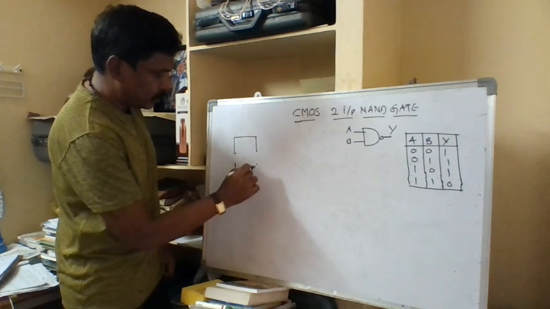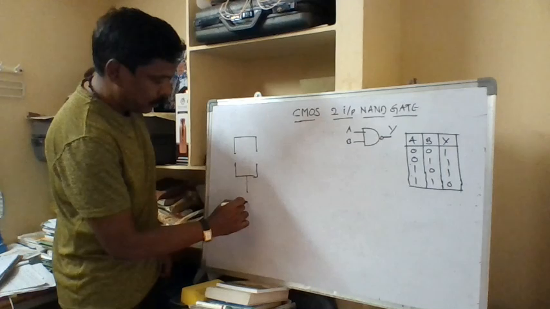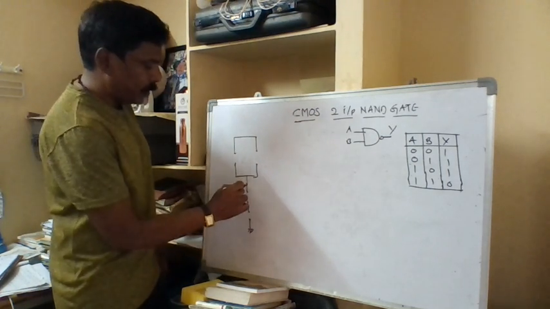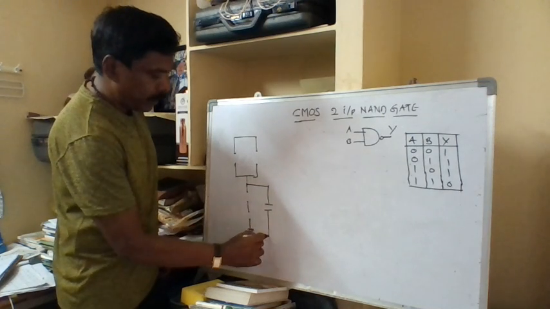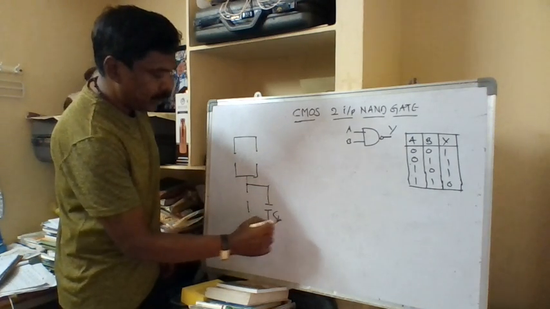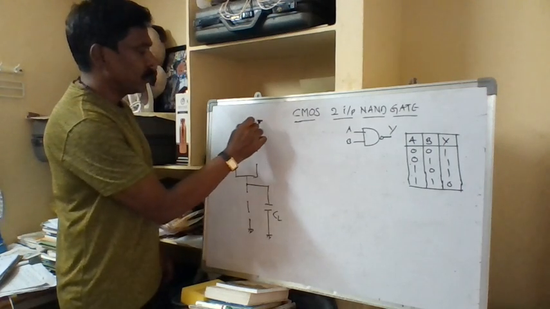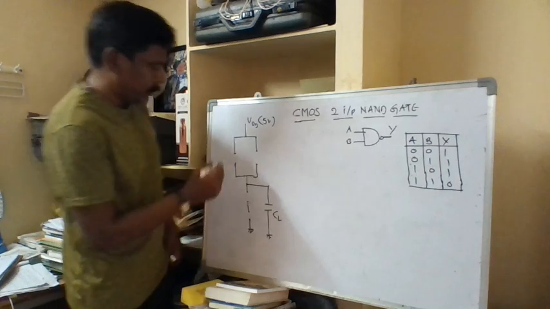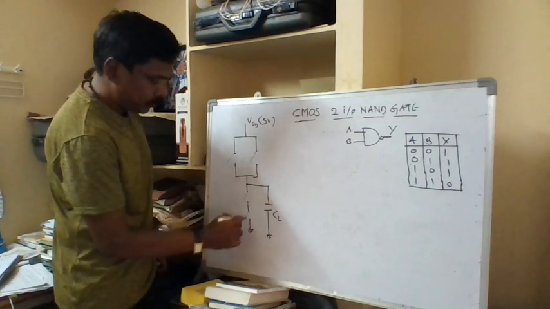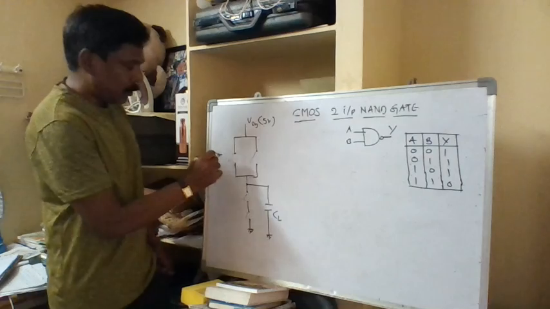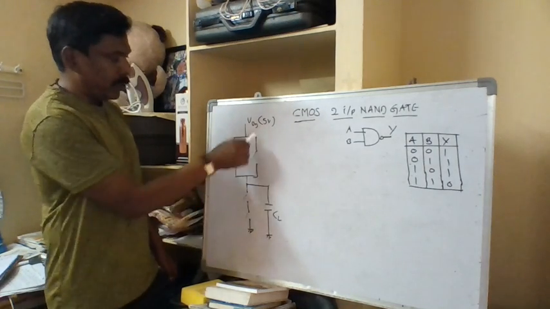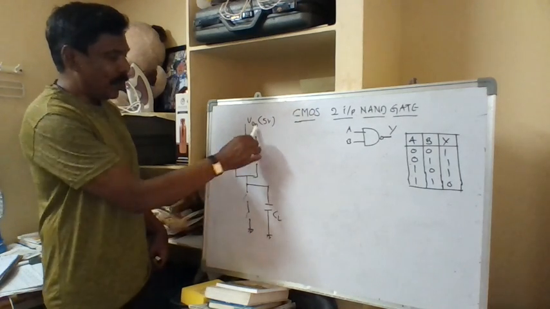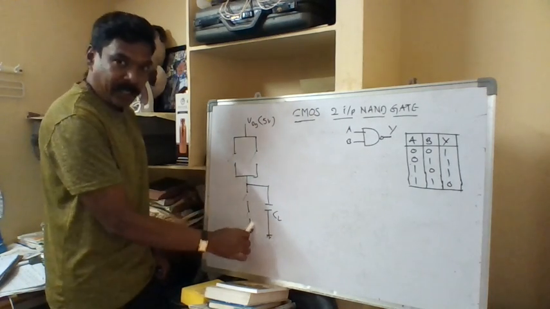So I need two switches for the top network, which is called the pull-up network, and the bottom one is called the pull-down network. Let me connect the load capacitance CL here and connect it to the VDD power supply, 5 volt. So I have four switches here. The top one is the pull-up network and the bottom one is the pull-down network. Pull-up is for charging, pull-down is for discharge.